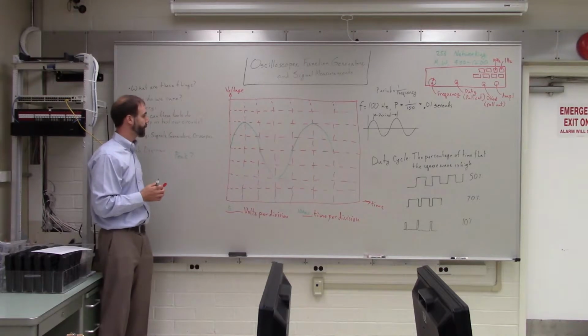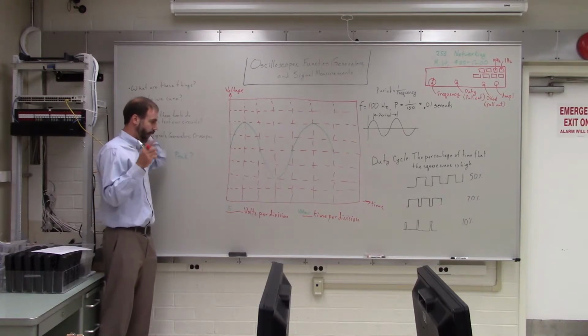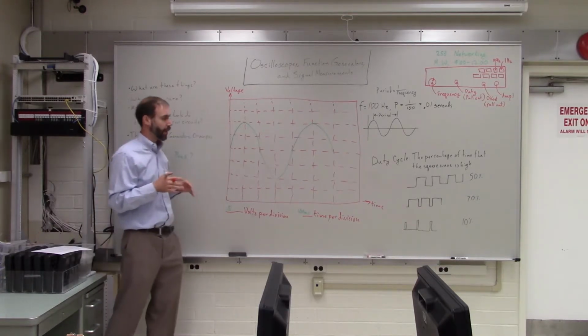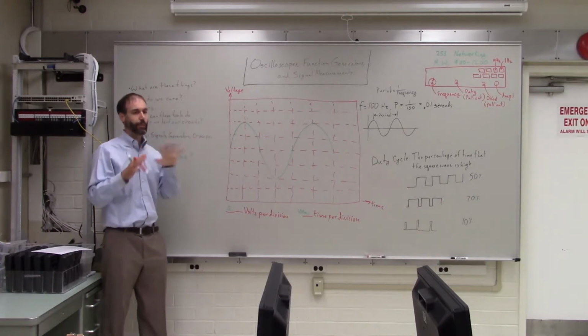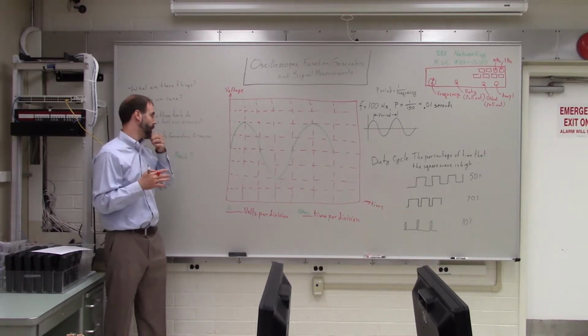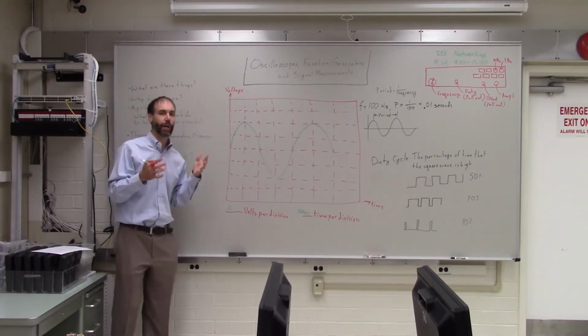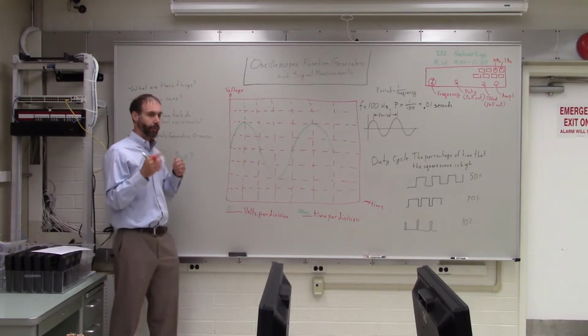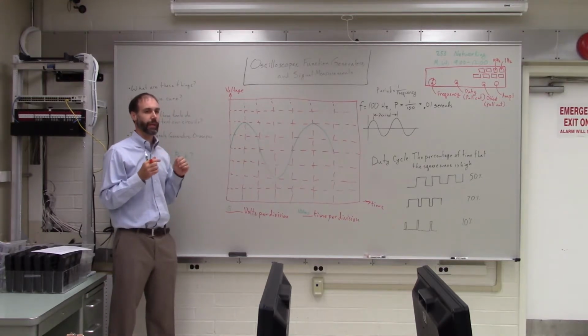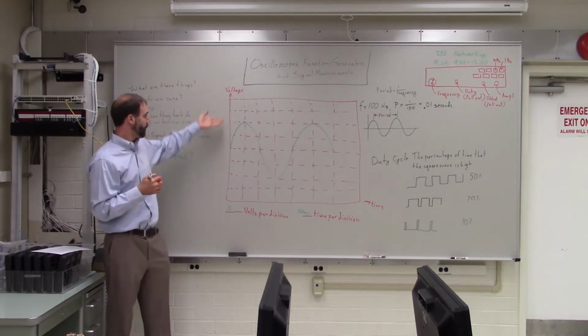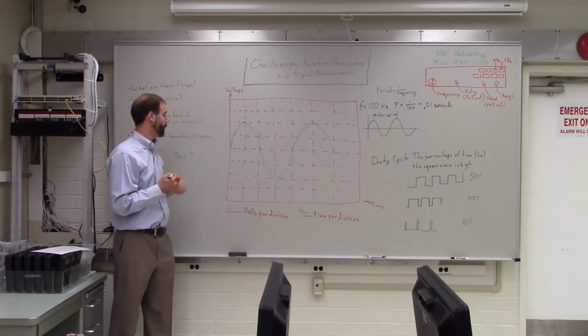Yeah. What if the wave doesn't end up perfectly on the division? How do you measure it? Right. So right now we're just talking about kind of eyeballing it and getting gross measurements, or getting an approximation. In a minute we'll talk about how to get a more precise value. But you can still eyeball it even if it doesn't land quite there.